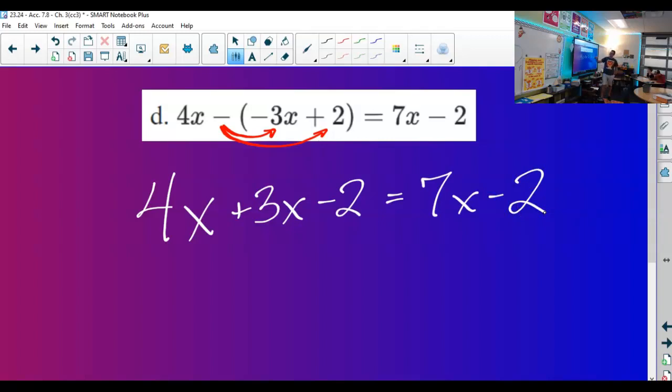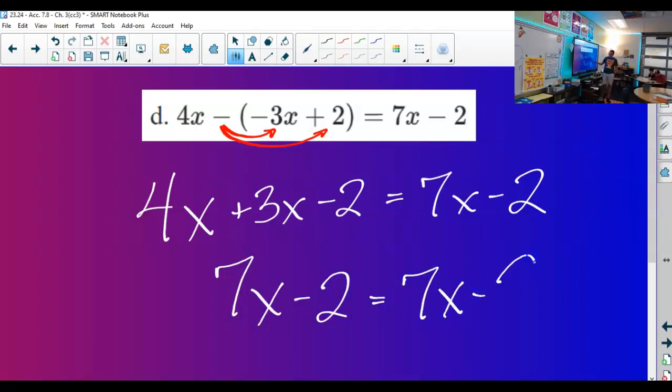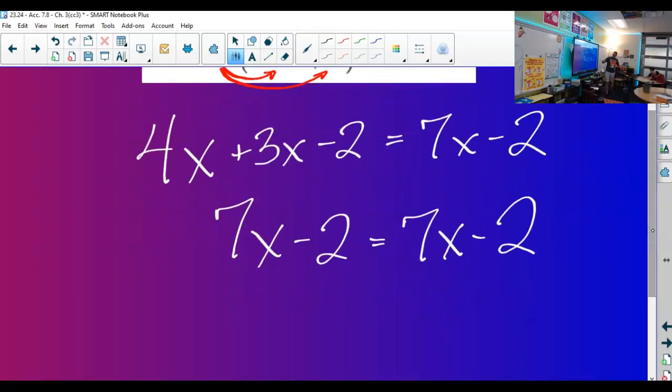Amir. 7x minus 2 equals 7x minus 2. Redundant. ATM machine. The M stands for machine. When you say ATM machine, it's redundant. I hate it when people do that. Like ATM machine.